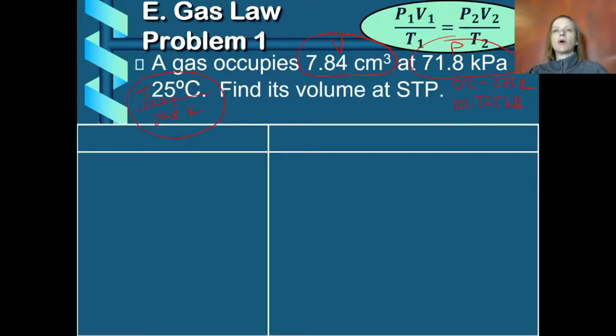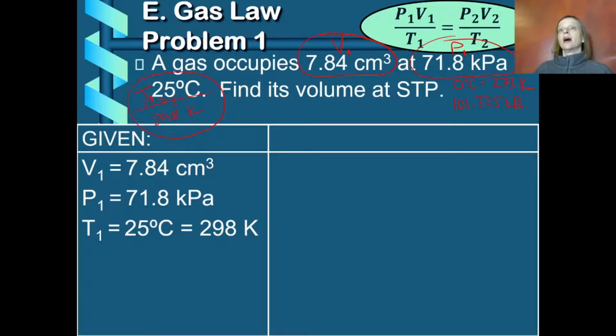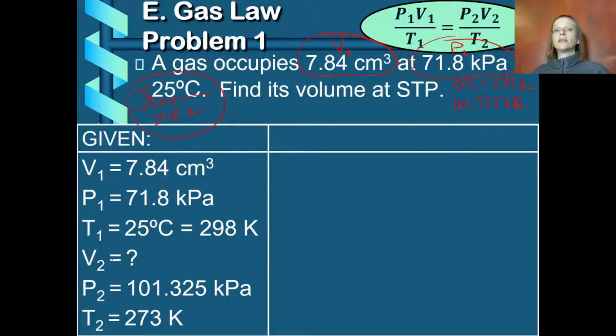So if I'm making a table of what I know and what I'm trying to find out, I know that my volume 1, my starting conditions, my pressure 1, and my temperature 1 are 7.84 cubic centimeters, 71.8 kilopascals, and 25 degrees Celsius, which is 298 Kelvin. I want to calculate what is volume 2 when my pressure is going to be 101.325 kilopascals and 273 Kelvin for temperature 2.